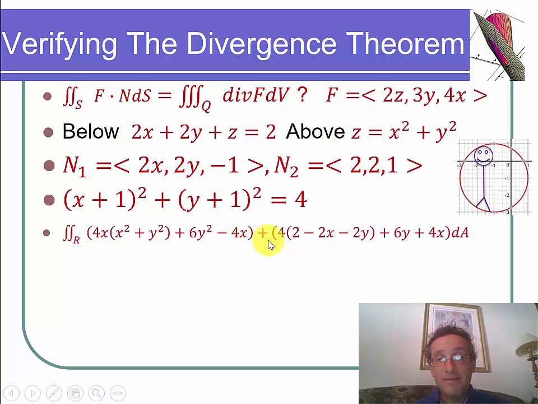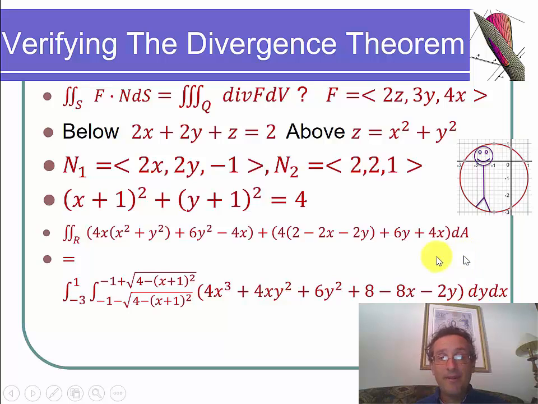For the second part, we can take f dot n2. So now we're talking about 2z times 2, which is 4z. But remember, now we're talking about the planar region where z is 2 minus 2x minus 2y. We get 4 times (2 minus 2x minus 2y). Then we have 3y times 2, which is plus 6y. Then we have 4x times 1, which is plus 4x, all dA.